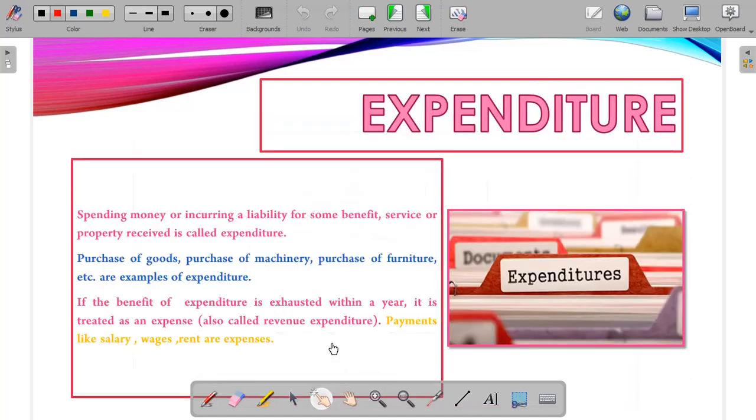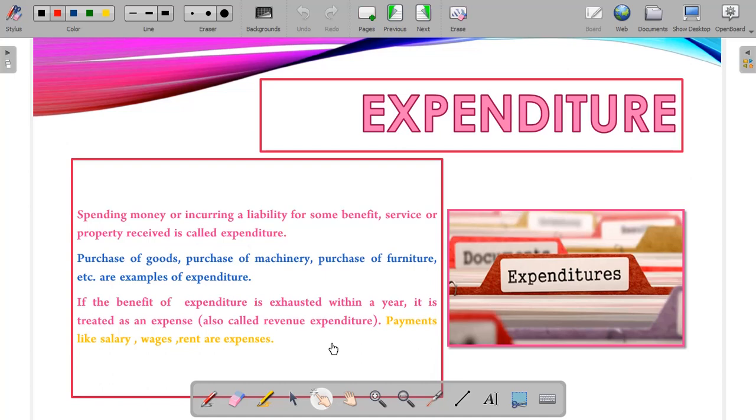Okay, then the next term is expenditure. What is expenditure? Expenditure refers to the amount spent or liability incurred for acquiring any asset, goods or services, right? Basically, we can take examples of expenditure like payment of rent, payment for the purchase of land, purchase of machinery, right? Expenditures have been classified into two categories: capital expenditures and revenue expenditures.